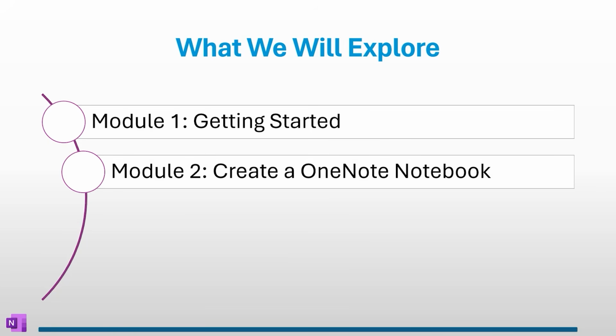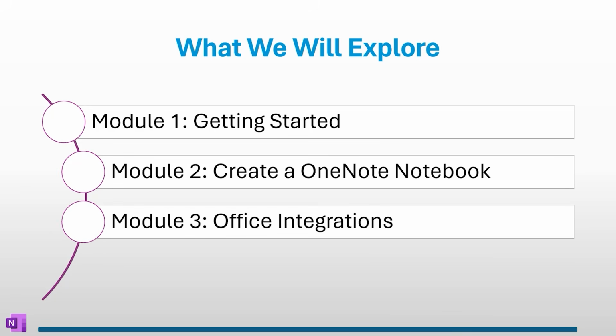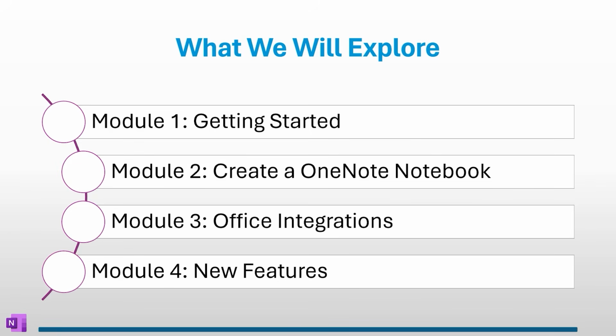In Module 2, we'll create a OneNote notebook and see how we can borrow some of the features from the other Microsoft application so that we can be productive. In Module 3, we'll take a look at how OneNote integrates with other Office applications such as Microsoft Outlook and Microsoft Teams. Then we'll take a look at some of the newer features that are available that will help us to be productive. Go ahead and open up your version of OneNote, and we'll go ahead and dig right in.